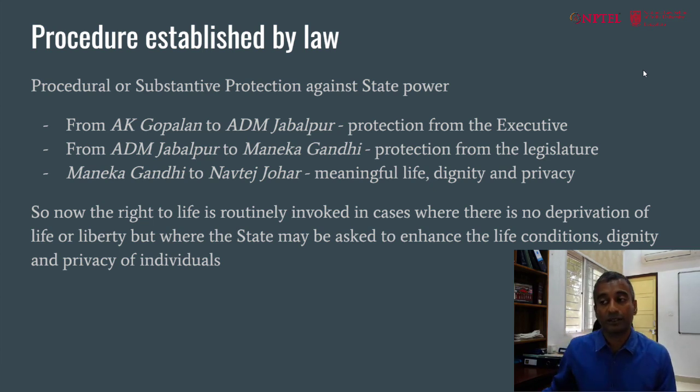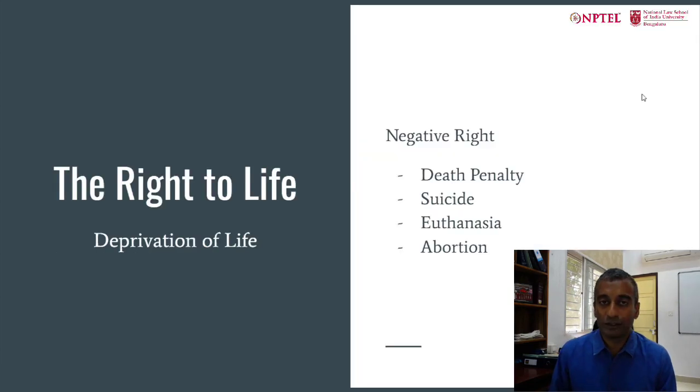In the next section, we're going to focus on discrete cases where the right to life has been deprived. So when we read Article 21, you noticed that the article itself reads, "No person shall be deprived." So in this section, we are going to focus only on the deprivation of life. Sorry, it's not the first section. The first section we focused on Article 21 and a broad history of its application. In the second section, we're going to focus on cases where there has been a deprivation of life.